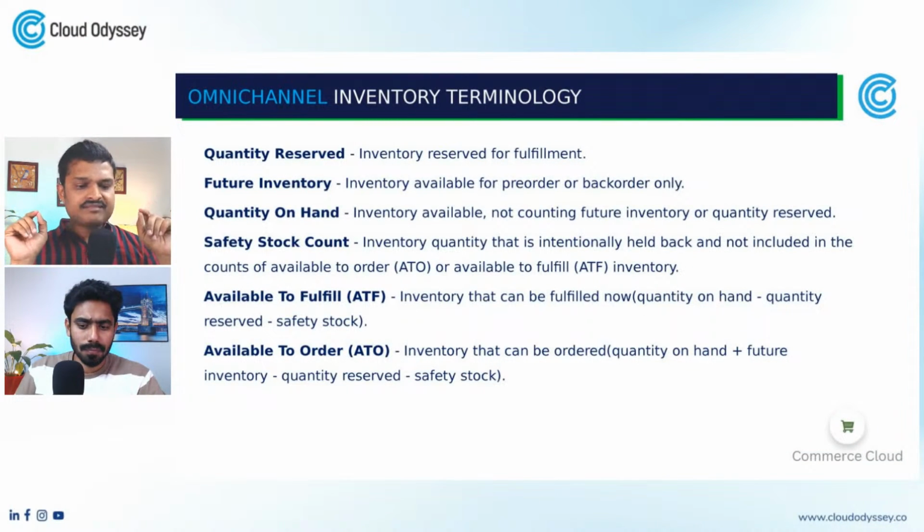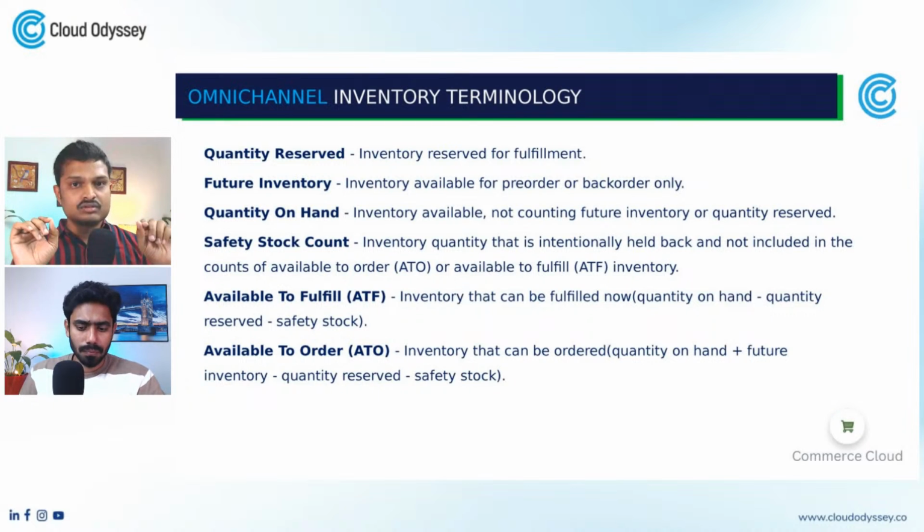And the available to fulfill, right? If you look at the formula we have mentioned here: quantity on hand minus quantity reserved minus safety stock. That will give you the available to fulfill. This available to fulfill does not consider the future inventory. It is only the quantity on hand minus quantity reserved minus safety stock. That is your available to fulfill.